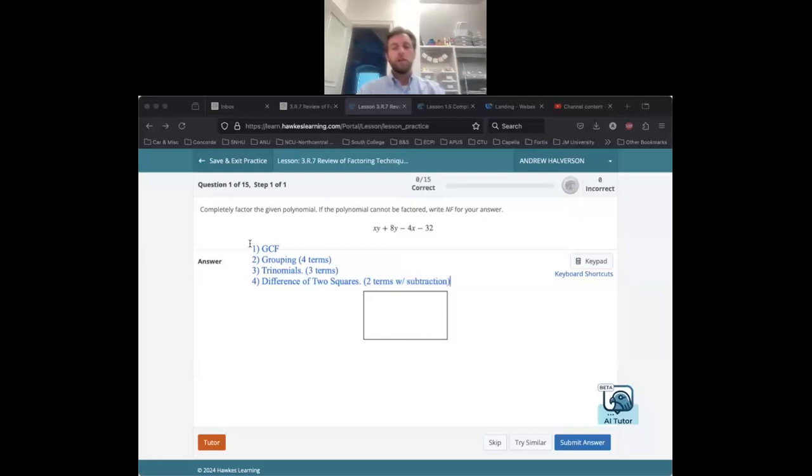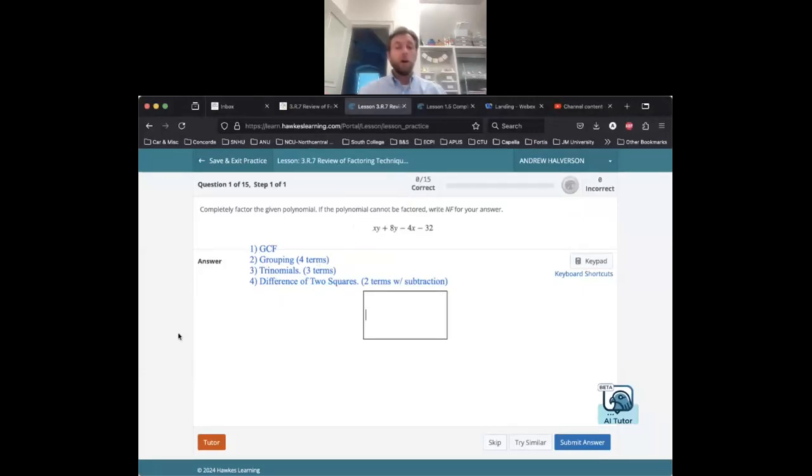Okay. So that's the giveaway. That's how you know which one you're going to be using. How many terms do I have? GCF can be used on any of them, so you always have to look for a GCF no matter where you're at. But for the other two, grouping, trinomials and difference of two squares, it depends upon the number of terms. If you're in a four-term situation, you've got to use the grouping method. There's no way around it. So that's the decision point.